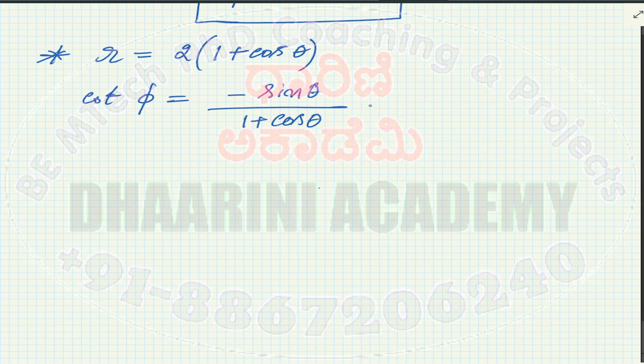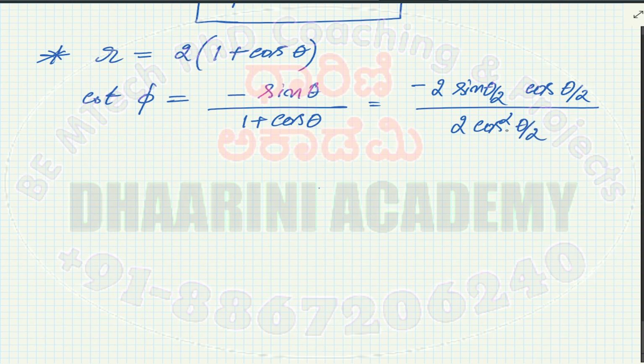So what we do here, we try to simplify this further by substituting half angle formula, right? So this is minus 2 times sin theta by 2 into cos theta by 2 whole divided by 1 plus cos theta, which is 2 into cos square of theta by 2. You can see that this cos will cancel with one of the cos, 2 and 2 will cancel, so we have cot phi is equal to minus tan theta by 2.